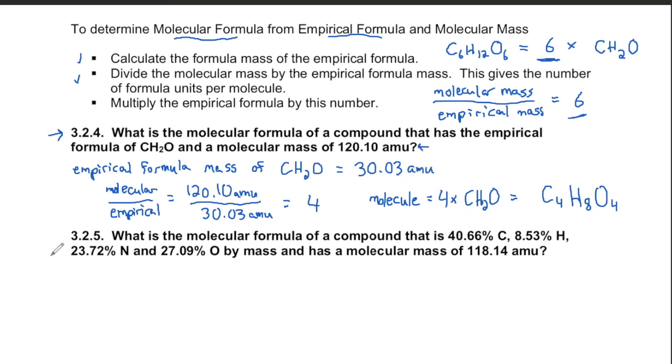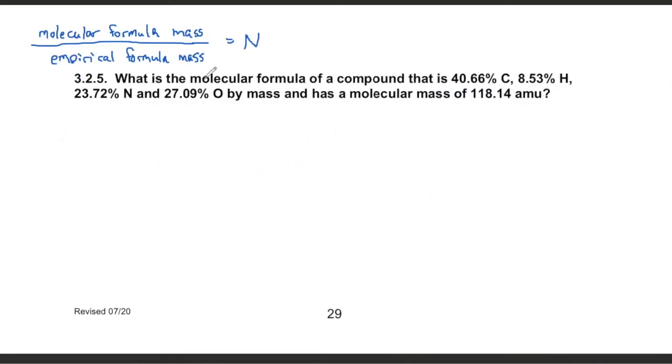120.10. For this next problem, we're going to combine getting the empirical formula from the percent and getting the molecular formula by using the empirical formula and the molecular mass that we're given. If we want the molecular formula of something, we need to find out what multiple the molecular formula is of the empirical formula. We do that by dividing the molecular formula mass by the empirical formula mass, like we just did in problem 4 above.